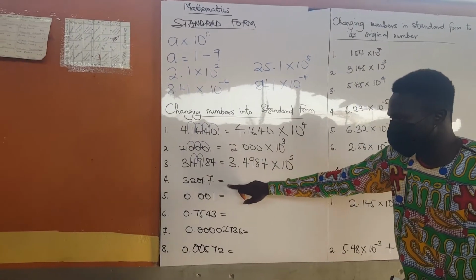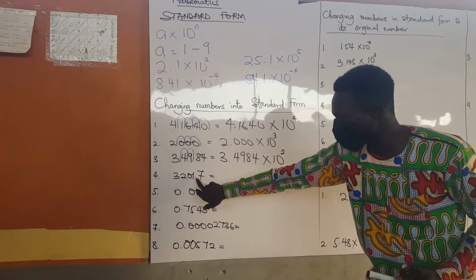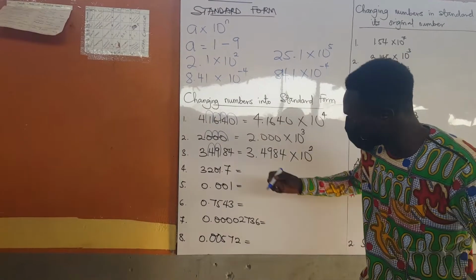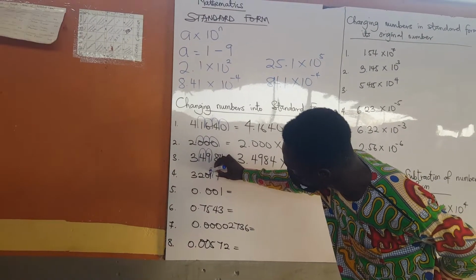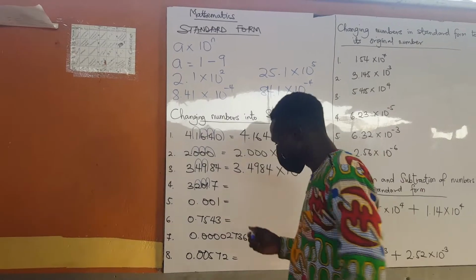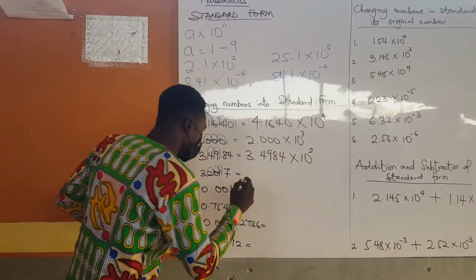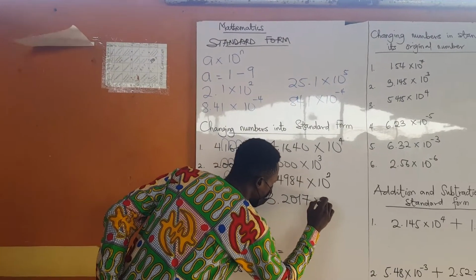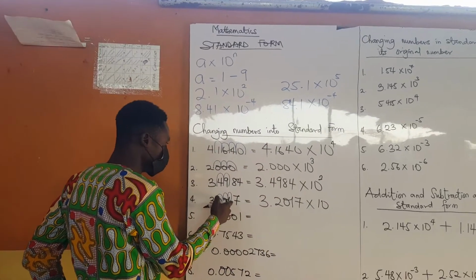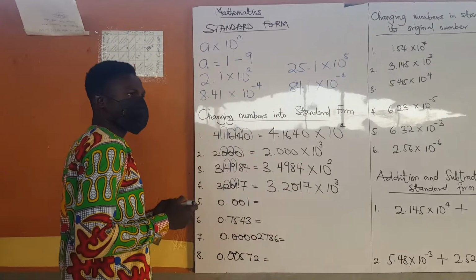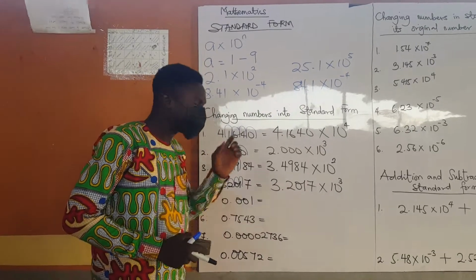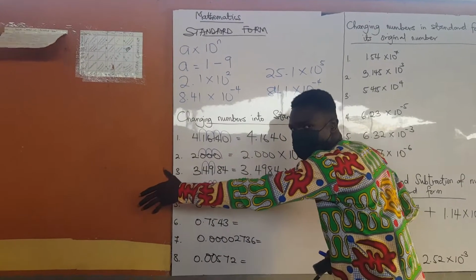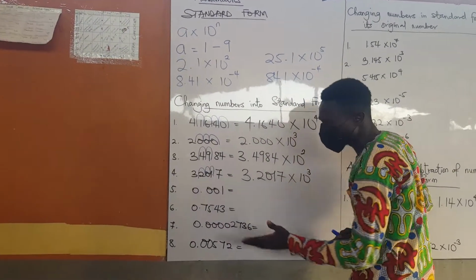The same thing when it comes here. Look at where the point is. The point is located here. So let's see the number of times we can move to get the number within that range. We can move 1, 2, 3. So changing this into standard form is going to give me 3.2017 times 10 raised to the power... We moved 3 times, and the power of 10 becomes positive because the movement was done towards our left.